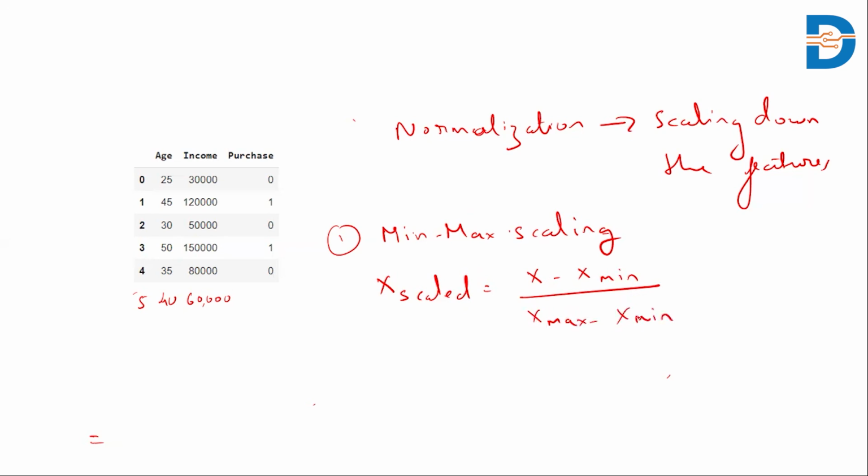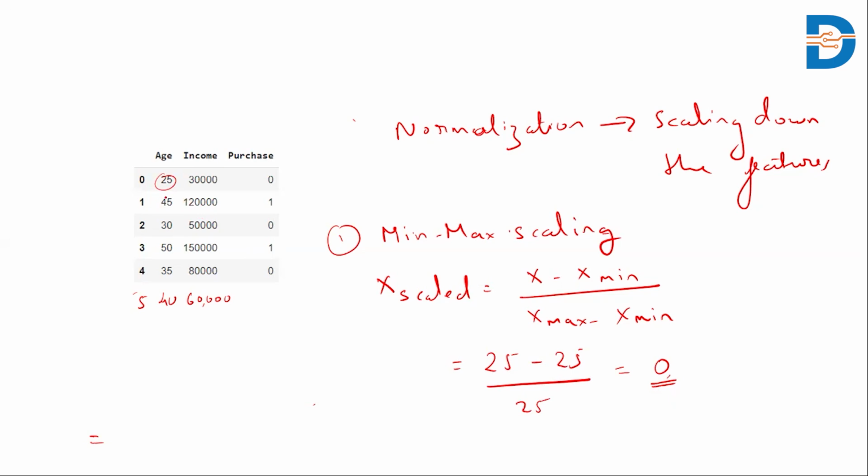I want you to take some time, pause this video, look at this formula and try to understand what it is doing to your features. Let's try to scale down this data point 25 from age. Plugging this into the equation, 25 is my x minus x minimum, that again is 25 only, divided by 50 minus 25. But since the numerator becomes 0, your value over here would be 0.